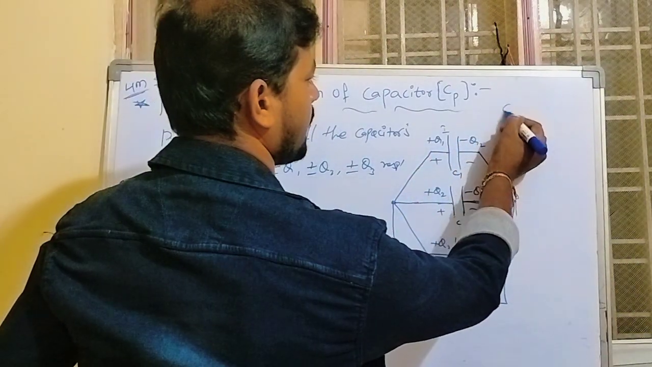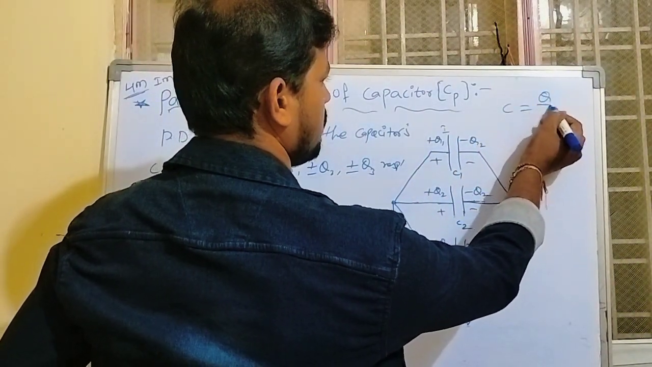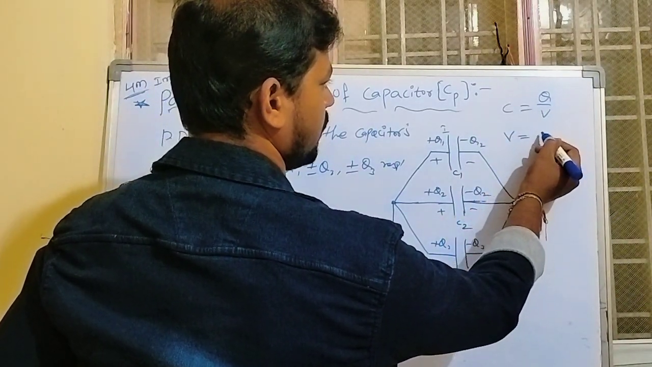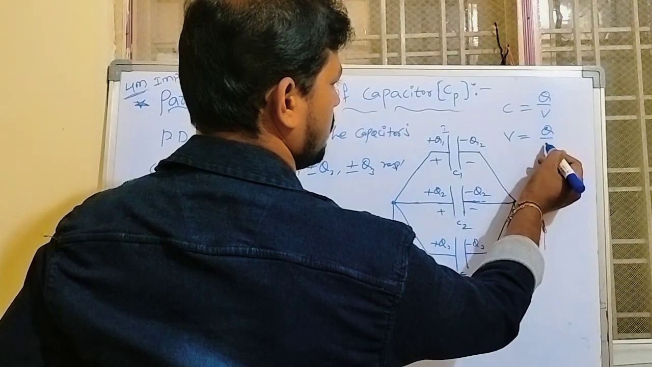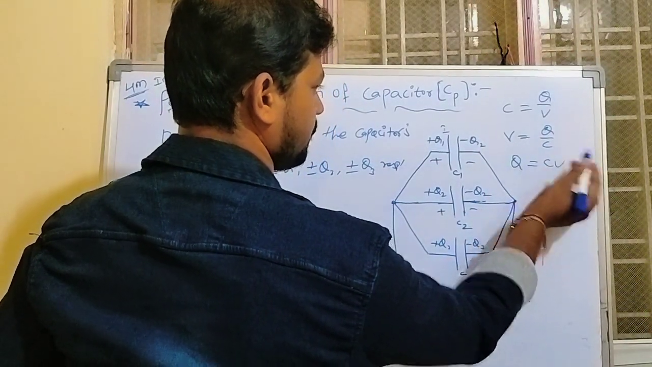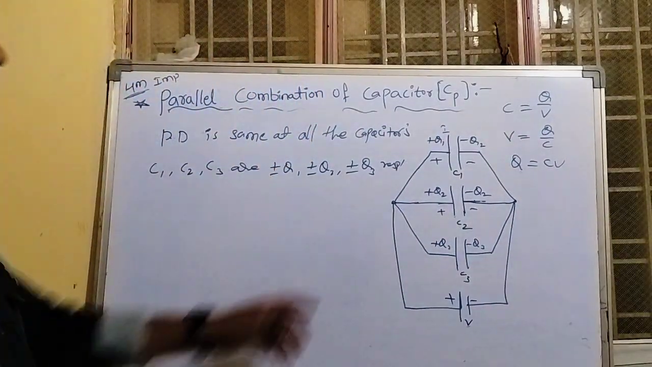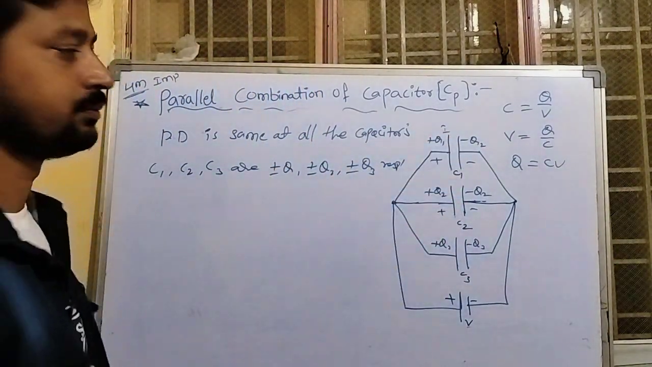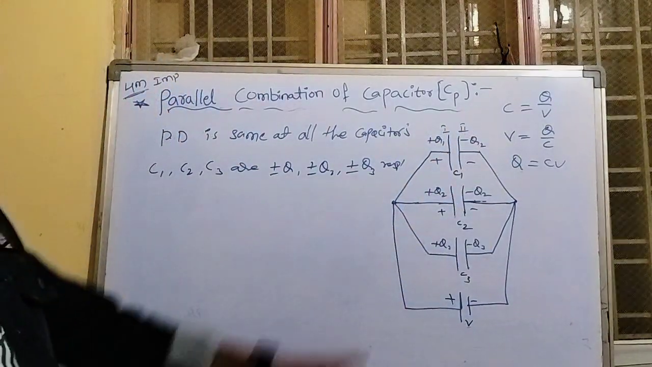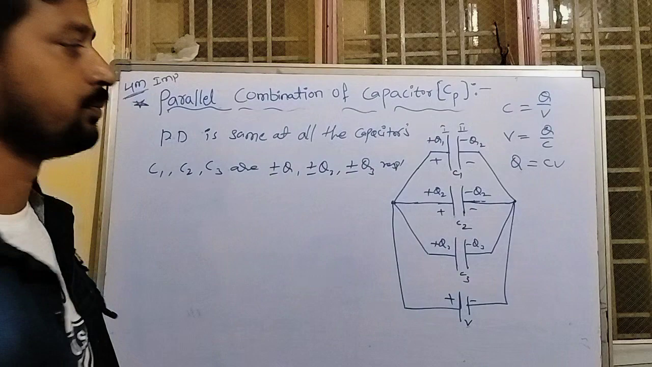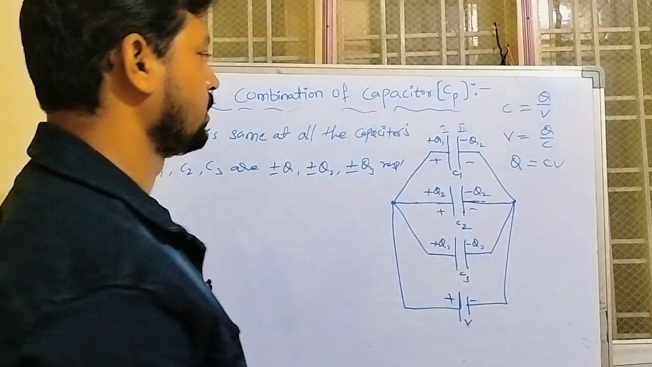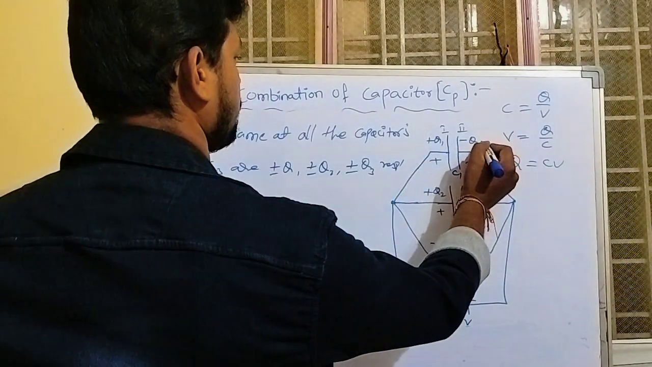What is the formula for capacitance? C is equal to Q by V. Then V is equal to Q by C, and also Q is equal to CV. Here charges are different in all the capacitors. First plates of all the capacitors are plus Q and second plates of all the capacitors are minus Q.